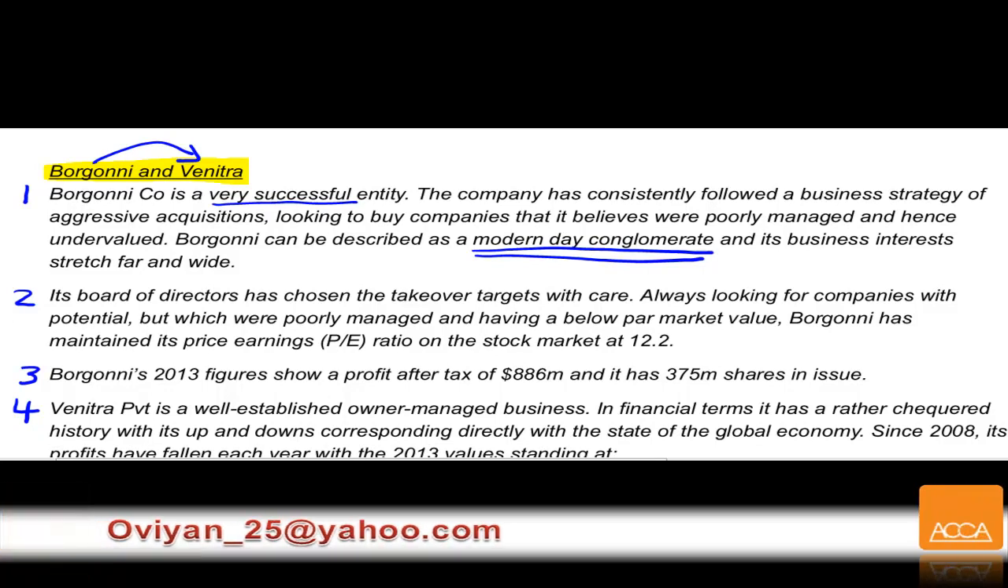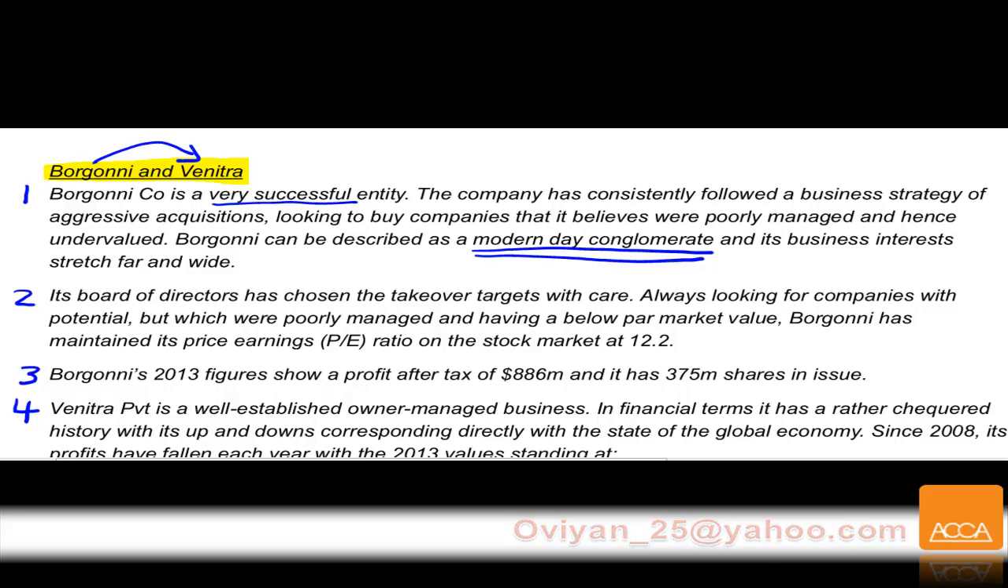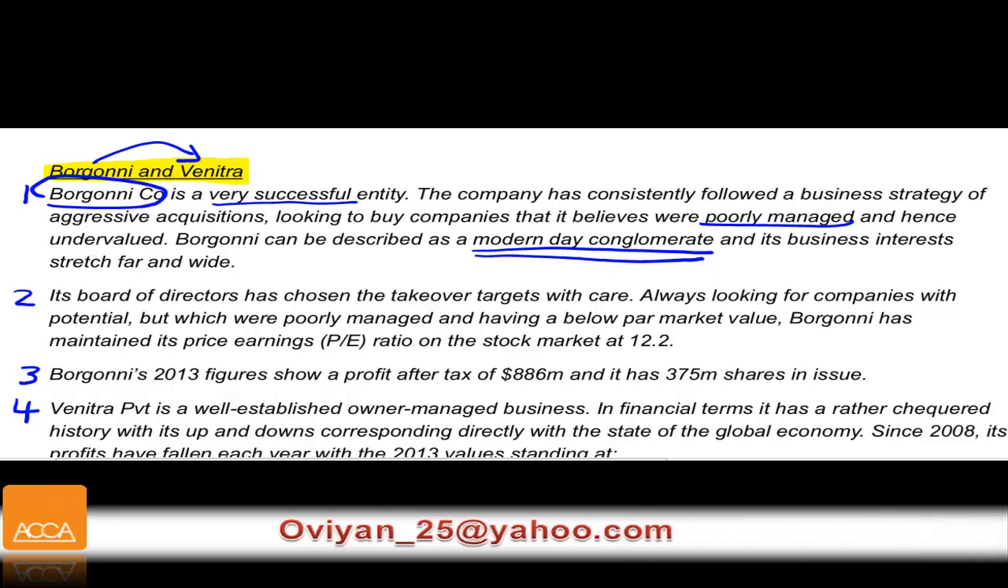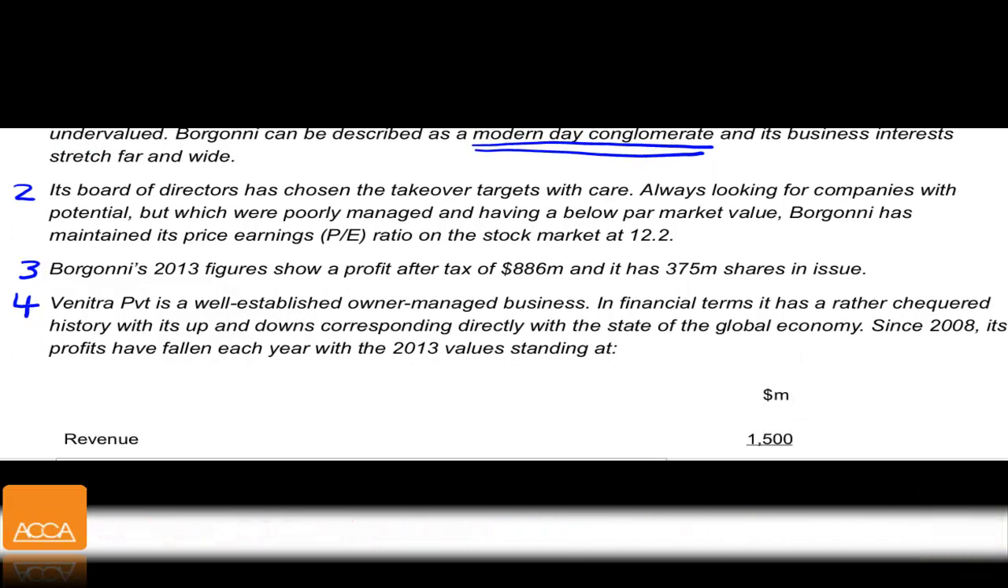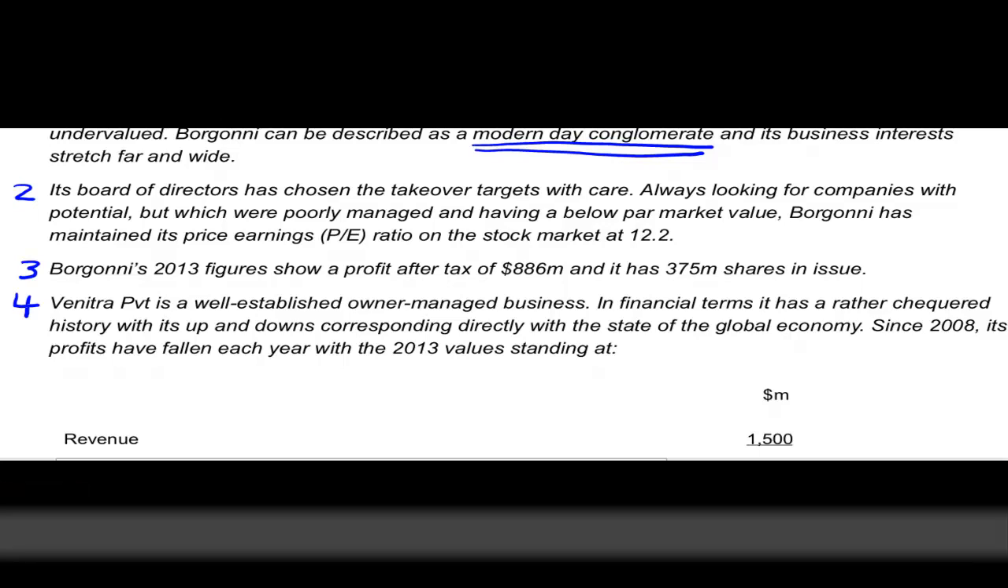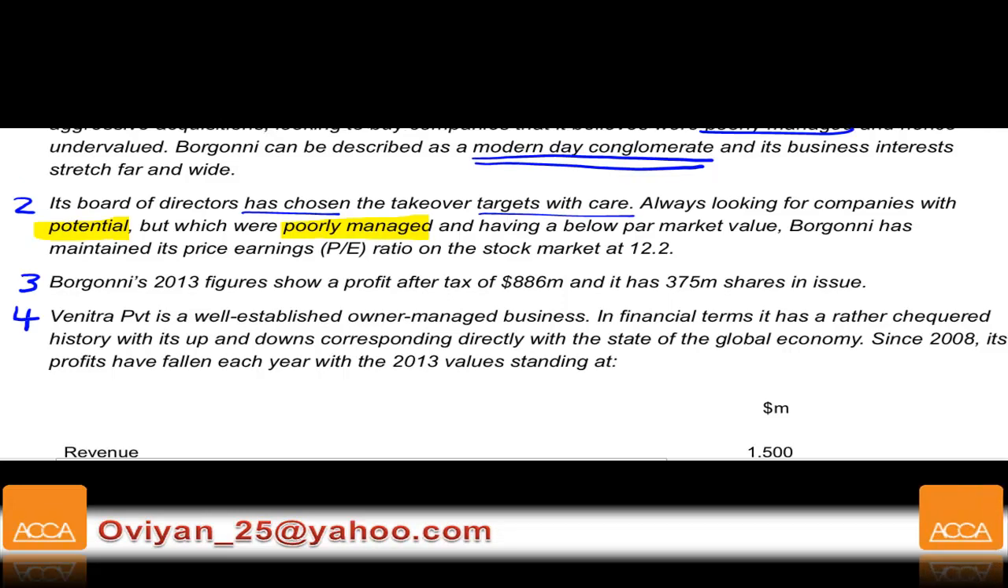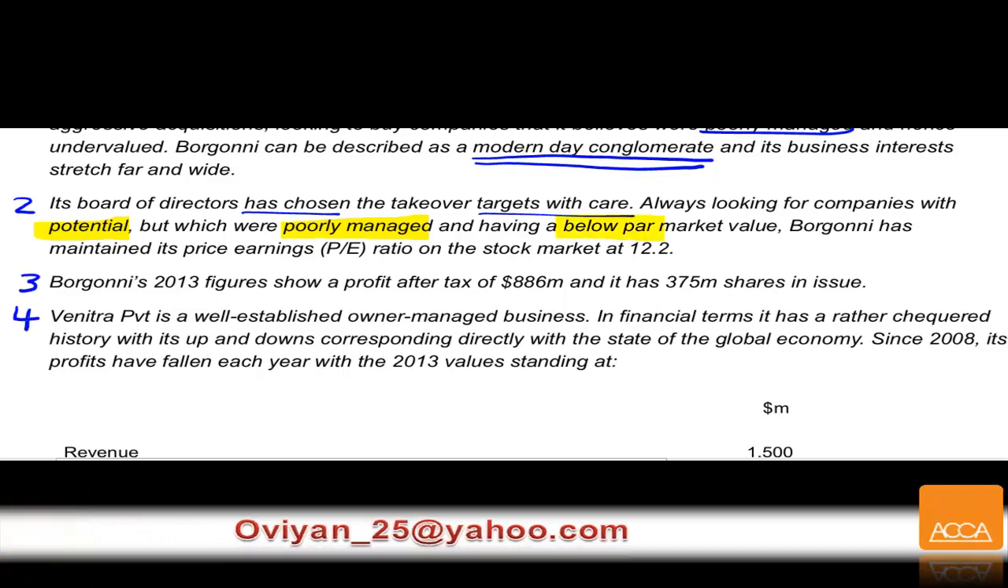Now, second paragraph. The first paragraph is basically telling us that this company looks for companies that are poorly managed. It believes that Bergoni can manage them well and that they are undervalued. Yeah, the belief is there. The second paragraph states that the board of directors has chosen the takeover targets with care, always looking for companies with potential, but which are poorly managed. Again, we're getting the same sentence here, and having a below par market value.